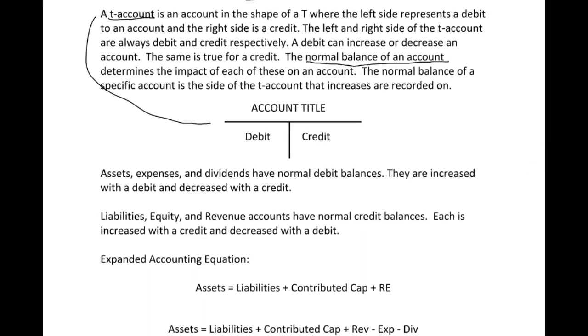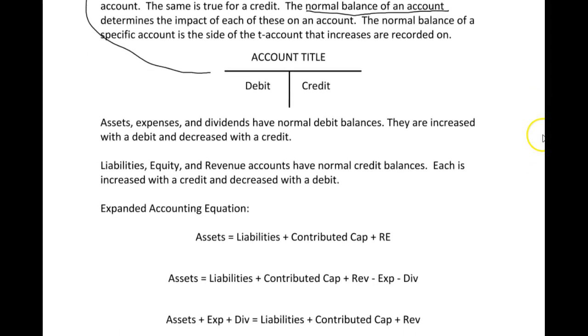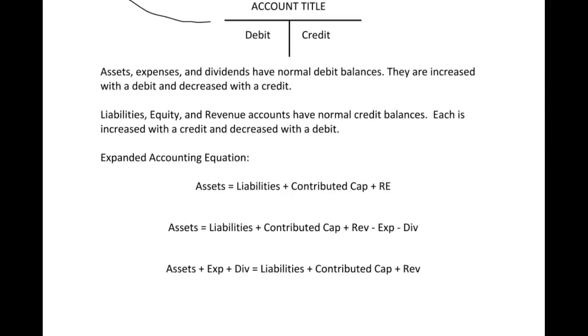All right, so if we look at it down here, taking this a little bit further. Now this is kind of our summary right here, and I'll go through a way that I think makes it easy to remember. Assets, meaning all assets, cash, inventory, land, equipment, all expenses, and our dividend account all have a normal debit balance. What that means is we're going to increase those with a debit. So if we have cash coming in, we're collecting cash, we would debit cash.